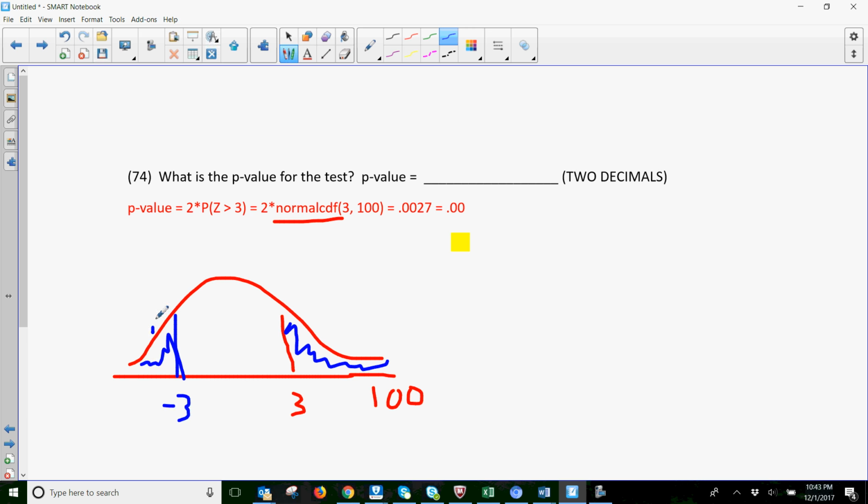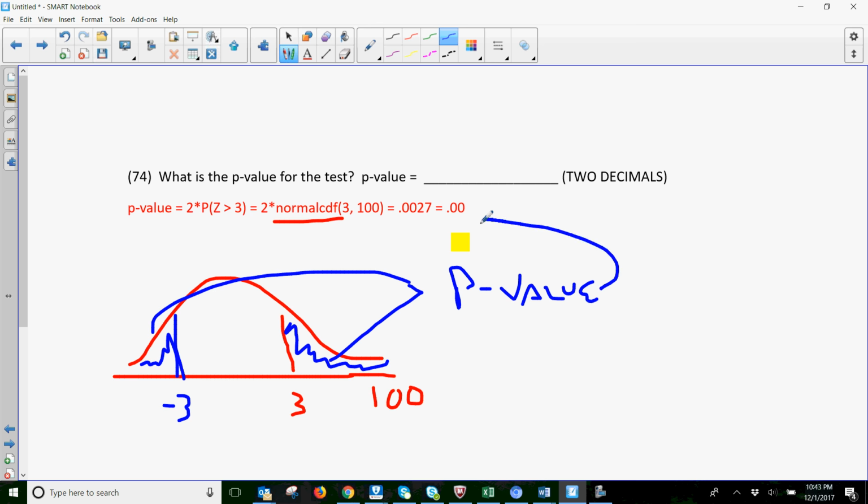And this is going to be the combined total. These 2 areas are going to be our p-value, which you can see is very small. In fact, rounded to 2 decimals is 0.